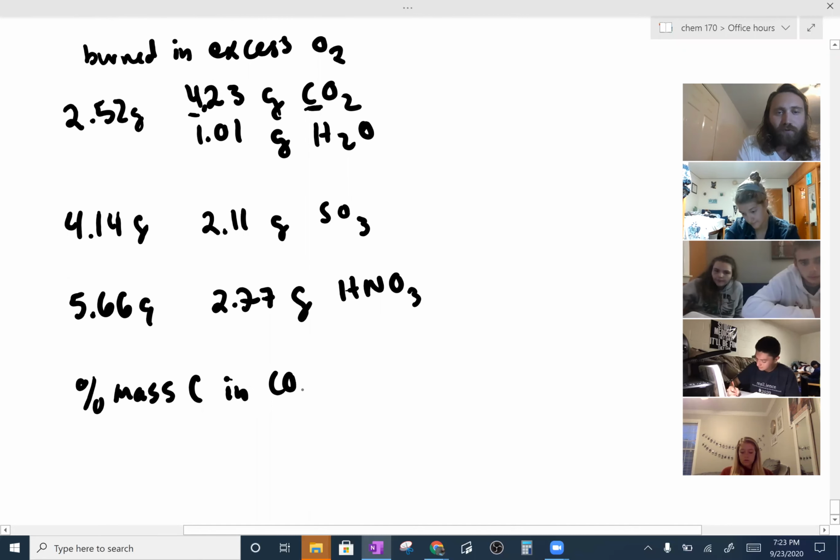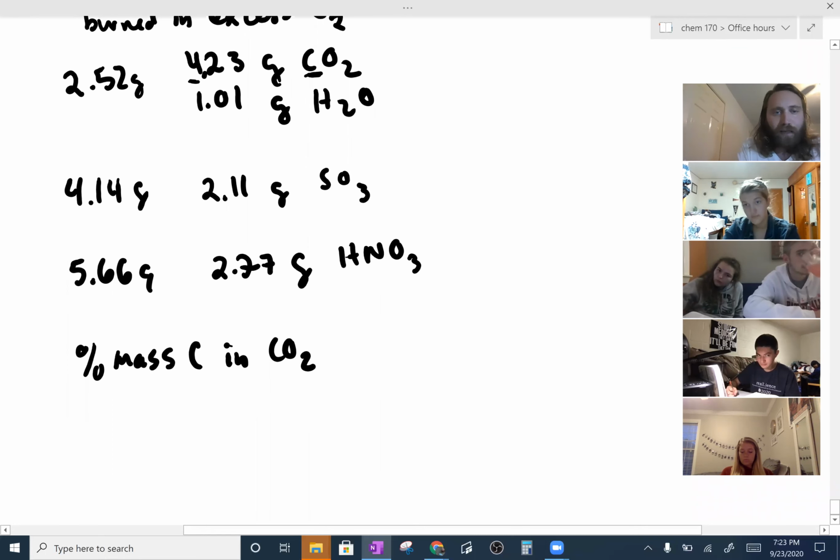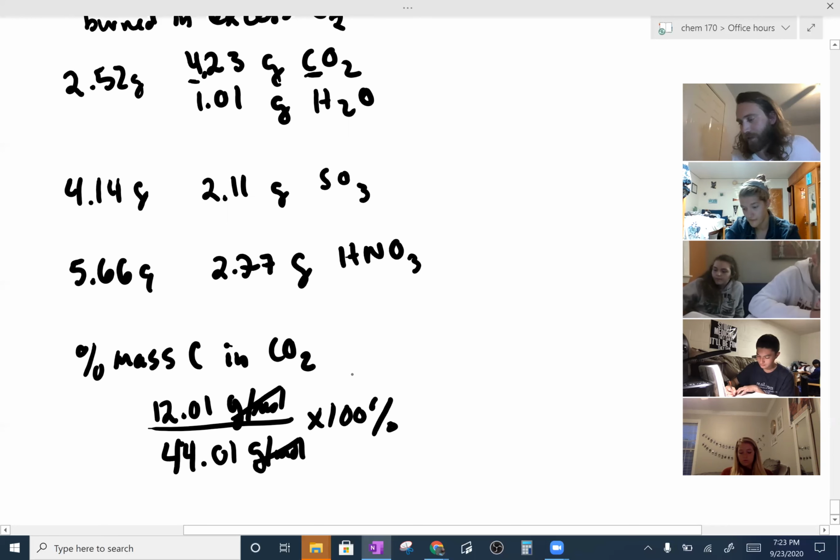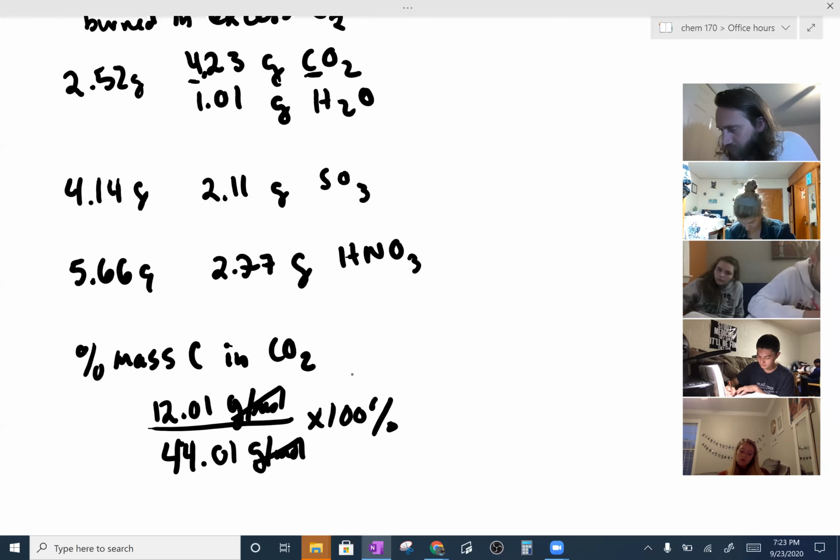Okay, so we need the percent mass of carbon in CO2. Percent mass of carbon in CO2 is found by just dividing the atomic mass of carbon, which is 12.01 grams per mole, divided by the molecular weight of carbon dioxide, which is 44.01 grams per mole, multiplied by 100%. Grams per mole cancels out, and we get 27.289%.